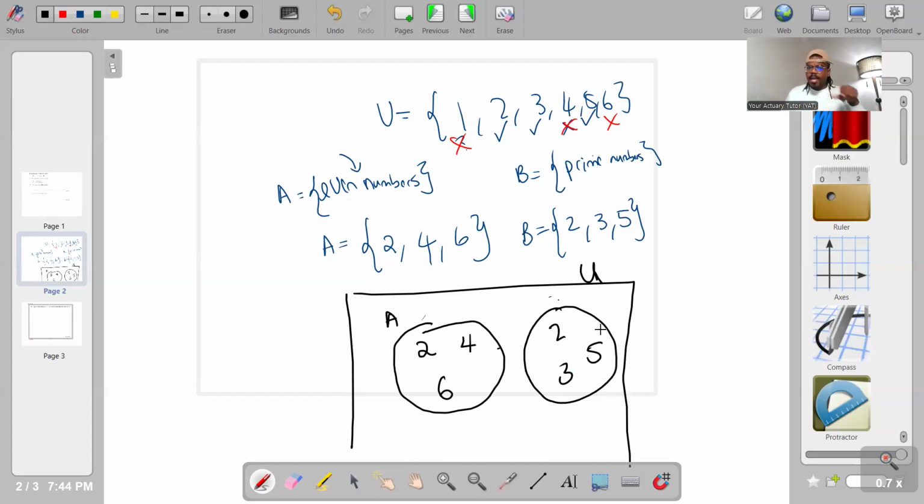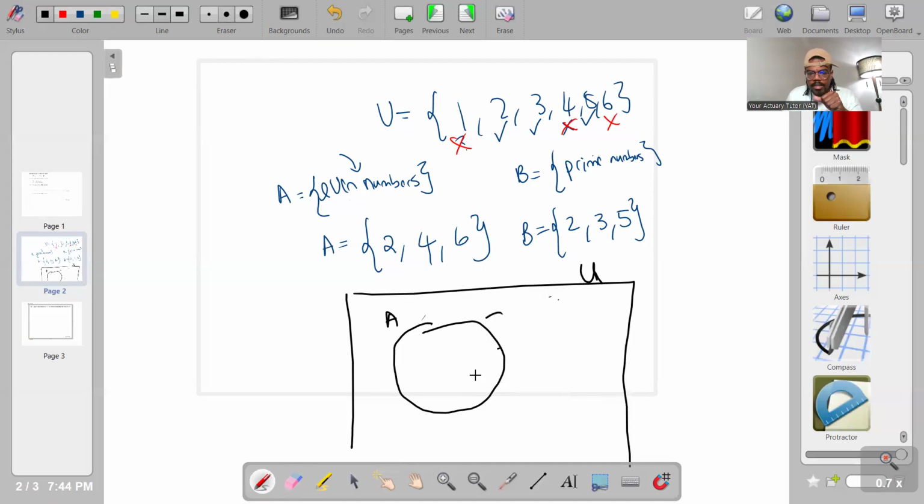There's some elements that I find in A that I also find in B. You notice that? So why would I write it twice if it can be found in both, right? So I'm going to redraw this. I'm going to erase this, and I'm going to erase this, all right? So I'm going to kind of redraw.